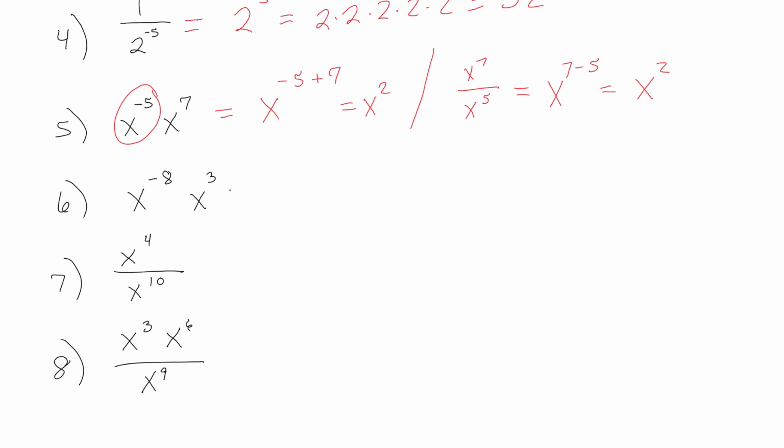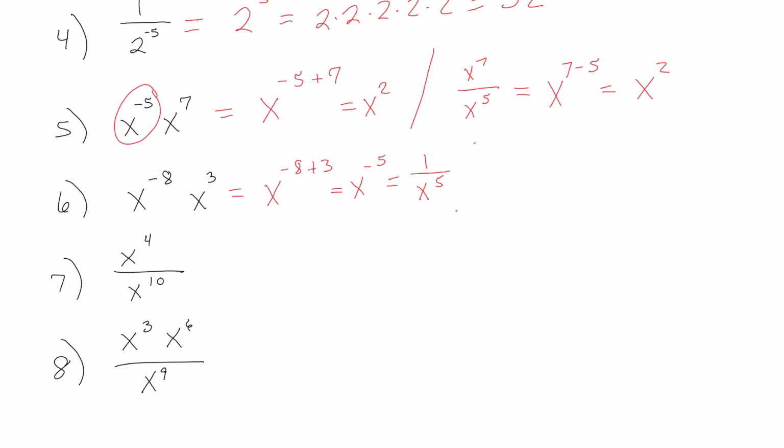All right, so x to the negative 8 times x cubed. So we have x to the negative 8 plus 3. So that's x to the negative 5, also known as 1 over x to the 5th. Gosh, my 5s are ugly.